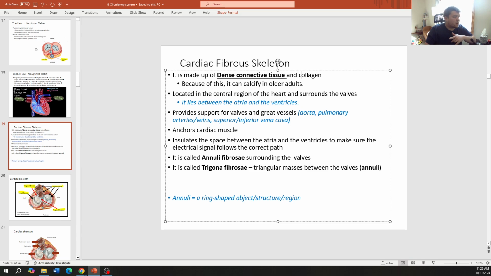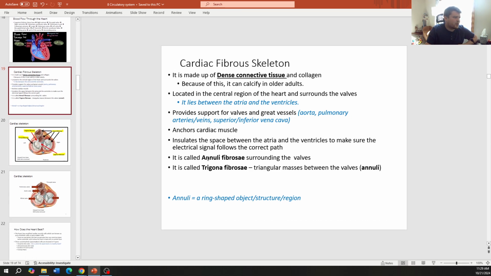It provides support for the valves and the great vessels. It anchors cardiac muscle, gives a place for the cardiac muscle to really grab onto. And it also helps to insulate between the atria and the ventricles to make sure that electrical signal follows the correct path.